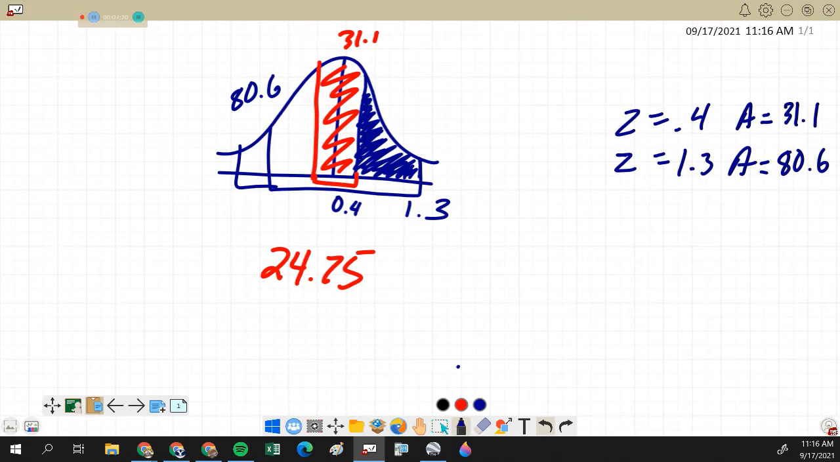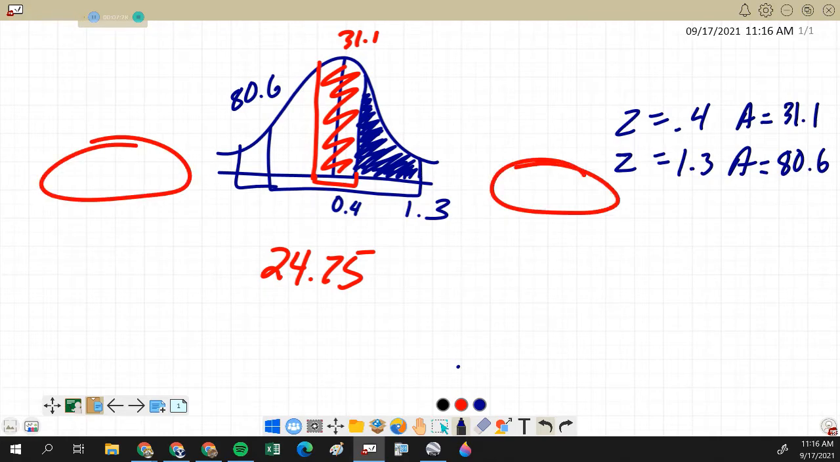So if you rounded these to whole numbers, you're going to be close enough. The only place it's really going to matter are on the edges. Near the edges, rounding will have a more drastic effect. So, all right.